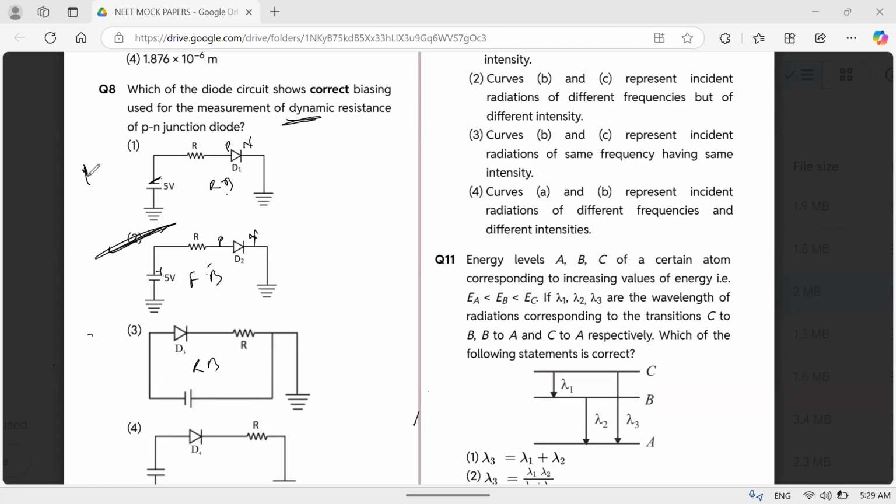This is P, this is N. If it is connected to negative and this is connected to positive, it will be reverse bias, na? In reverse bias, we don't get the dynamic resistance. V is equal to I into R, which is equal to delta V divided by delta I. It will not conduct the current in the reverse bias. It will conduct the current only in the forward bias. Clear?